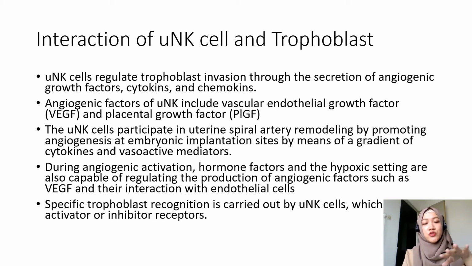So we are talking about the interaction of uNK cells and trophoblast. uNK cells regulate trophoblast invasion through the secretion of angiogenic growth factors, cytokines, and chemokines. What angiogenic factors are they? Well, the angiogenic factors of uNK include VEGF, or vascular endothelial growth factor, and PLGF, or placental growth factor. And the uNK cells participate in uterine spiral artery remodeling by promoting angiogenesis at embryonic implantation sites by means of a gradient of cytokines and vasoactive mediators.